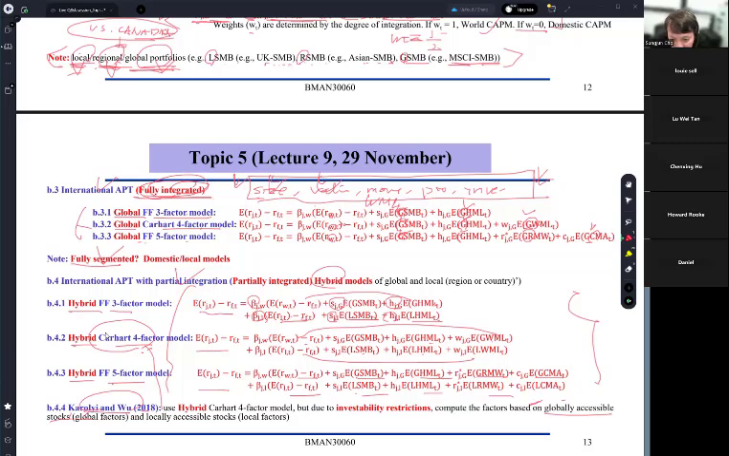However, that's not literally true. Some stocks, you may not be able to buy them, right? That stock should be accessible. So they define accessibility somehow. We're going to talk about this on Friday. And then they compute the global factor using only globally accessible stock. They compute the local factor using locally accessible stock. So they use the same hybrid Carhart four-factor model, but they find a new way to get the right global factors and local factors. That's the summary of topic 5.